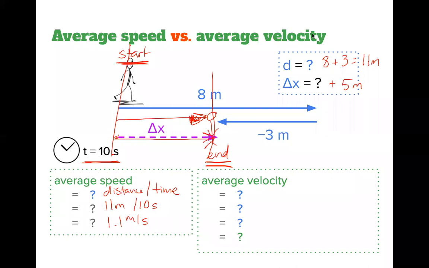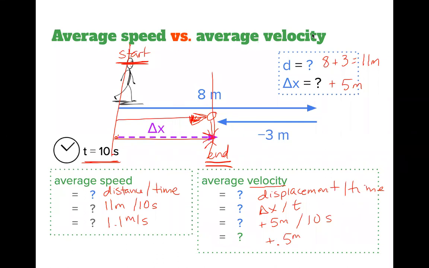Now, average velocity is slightly different because, again, velocity is a vector and it takes into account your direction. And so it's not just about how many meters did you cover. It's more like getting to the point of, sure, you walked 11 meters, but why? Why did you walk 11 meters when really your displacement was only 5? So we're going to take your displacement divided by your time here. We want to know your change in position divided by your time. So since your change in position was positive 5 meters, and that took you 10 seconds, really your average velocity is positive 0.5 meters per second.